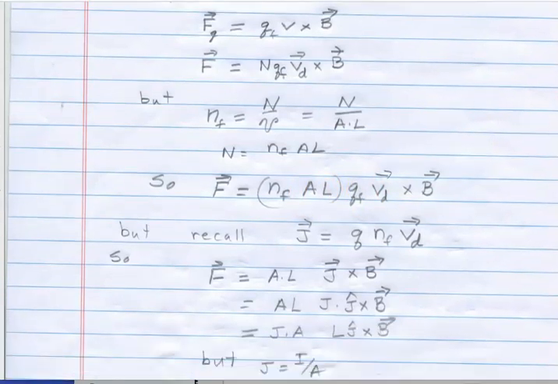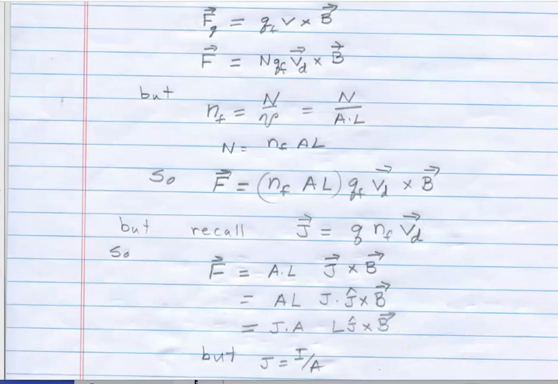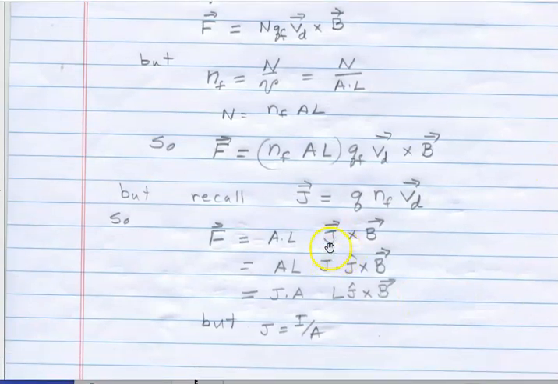And then I just have to remember we had a relationship between the current density J vector and the drift velocity, and it was simply Q times N sub F times V sub d. And if you note, I've got an N sub F here, I've got a Q, and I've got the drift velocity. So these are the charges free to move. So I can replace N sub F, Q sub F, V sub d with J, and I'm left with still this A L, J across B.